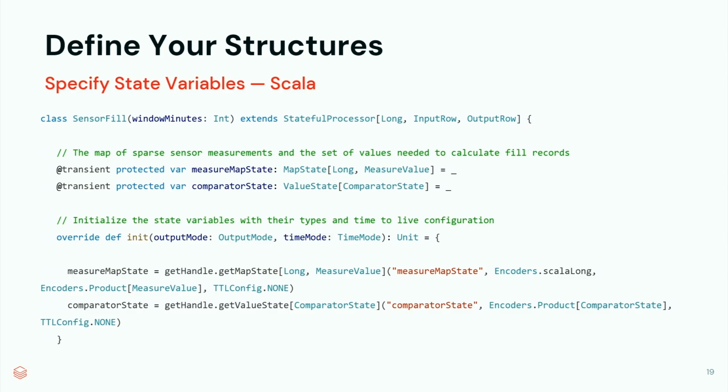Now for our concrete case, these are the same two variables that I told you about in Python. We're not using time to live, we don't need it. We're very dependent on event time in this case. So we don't want to have state get evicted for us automatically. We need to control it very explicitly.